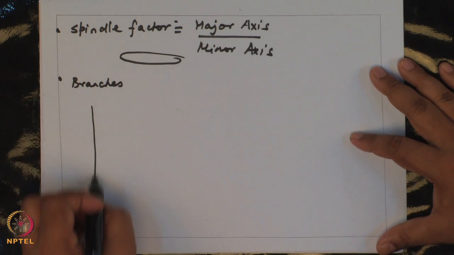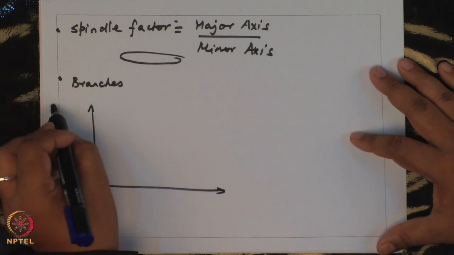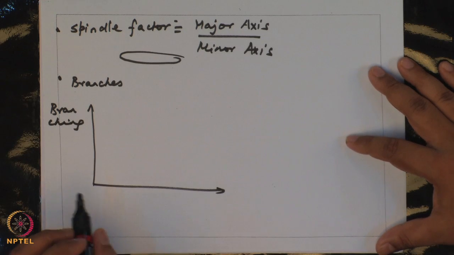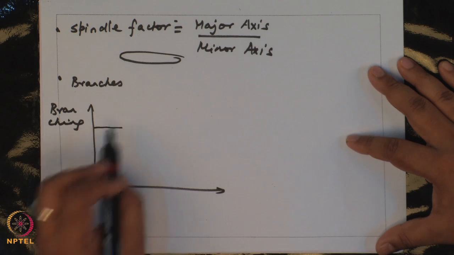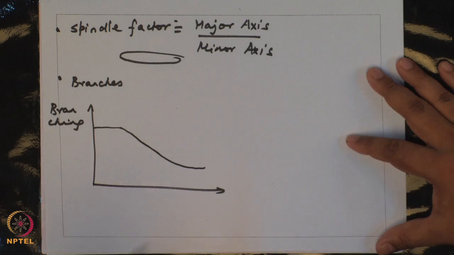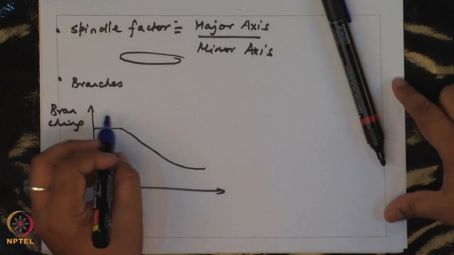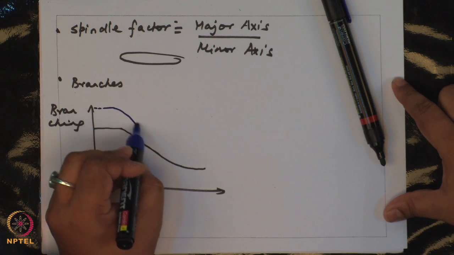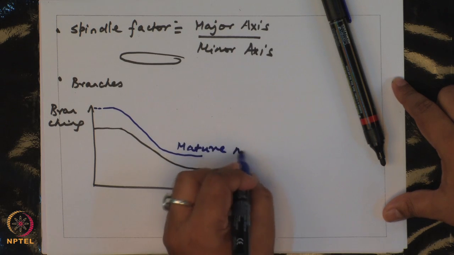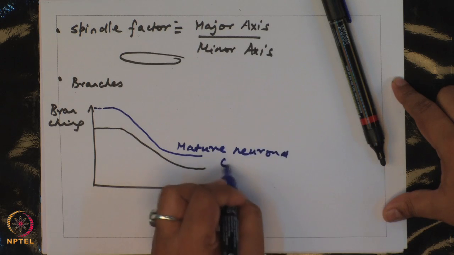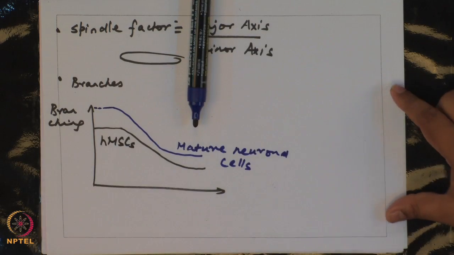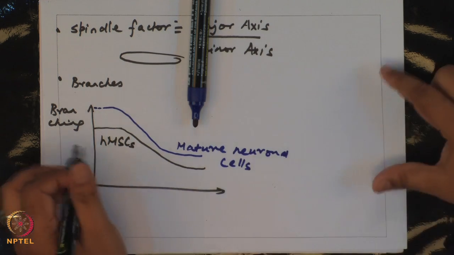What they found in terms of branching was that you had the maximum branching on the soft surfaces and then there was a drop. They observed identical behavior with mature neurons. This is mature neuronal cells, and these are your HMSCs. So you had maximum branching on the softest surface.